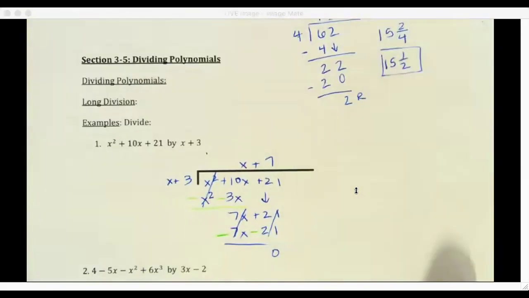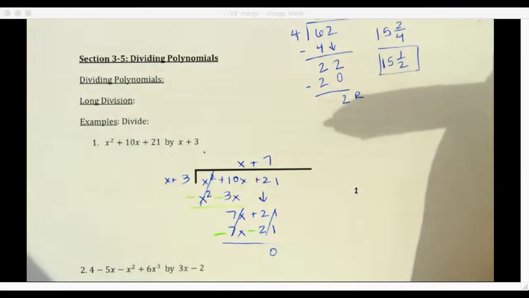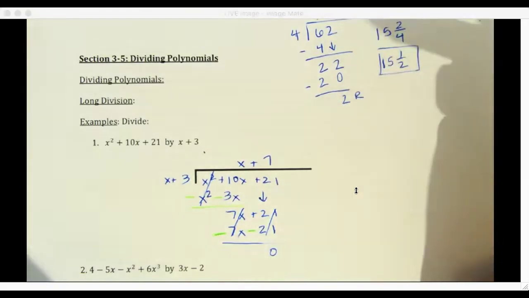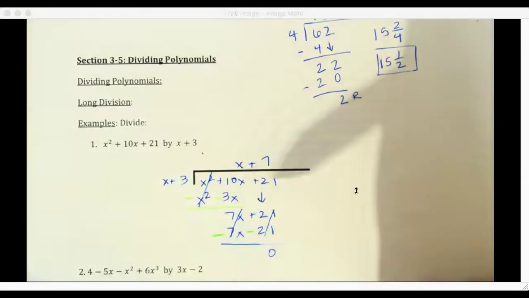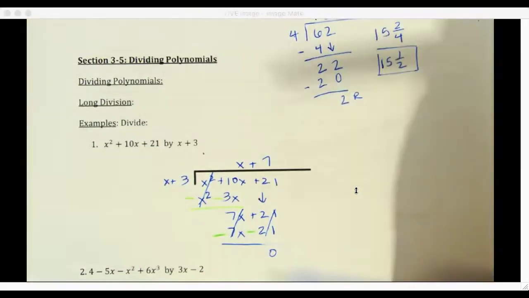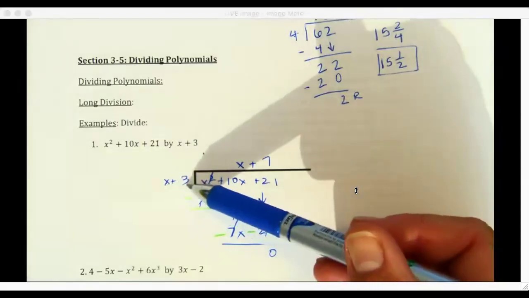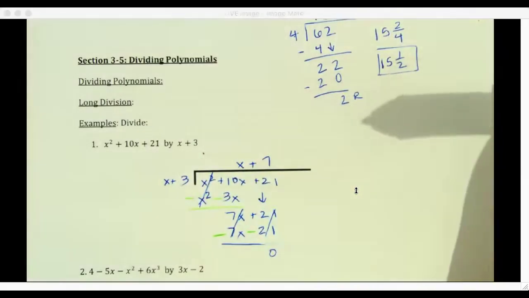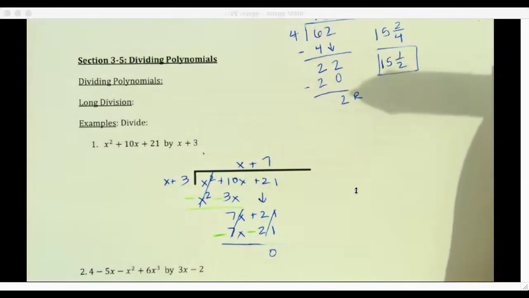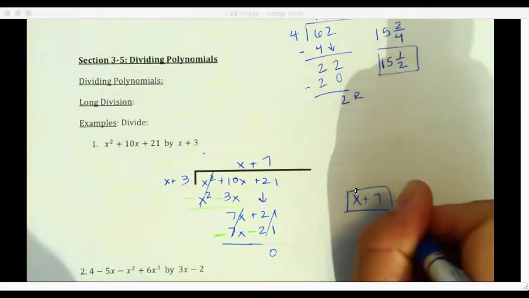So remember, when you were doing division with just numbers like we did before, if you got a remainder of 0, that means that the number divided in evenly. It meant it was a factor of that number. Well, it means the same thing with polynomials. x plus 3 then is a factor of x squared plus 10x plus 21, and so is x plus 7. So my answer here would be x plus 7.